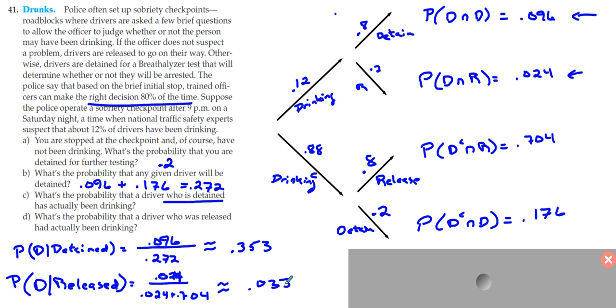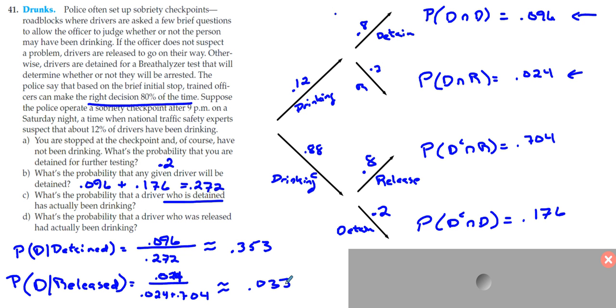So if you were to poll the people that were released, if you were to check on how well the cops are doing their job, if you took all the people that were released and 2 miles down the road had them take another breathalyzer test, only 3% of them would actually have been drinking, right?